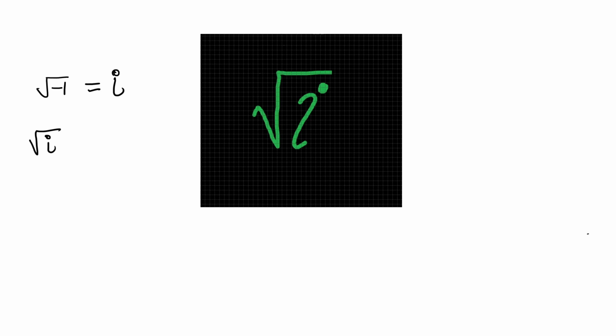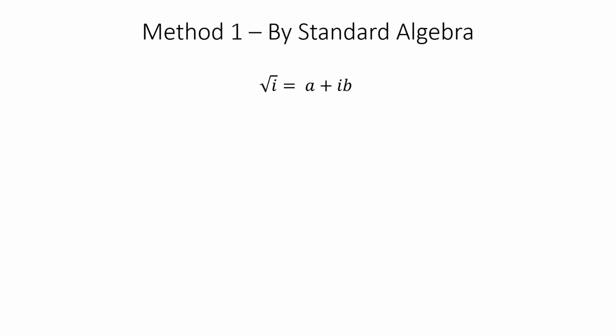We know that i is an imaginary unit, so if we put square root on i, we will most certainly end up with a complex number. So most probably square root of i is going to be another complex number. Let's try solving it. There are two ways of solving it. We'll start with method one, that is by using standard algebra.